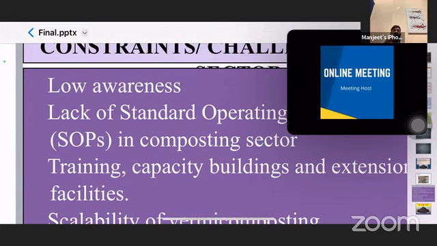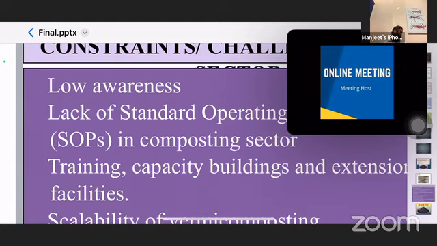The second challenge is lack of standard operating procedures. In a developing country like India, if we talk about vermicomposting in developed countries, there are quality standards to produce compost. So in India, there is a lack of standard operations which we need to produce the vermicompost. So it should be improved. Training, capacity building, and extension facility.